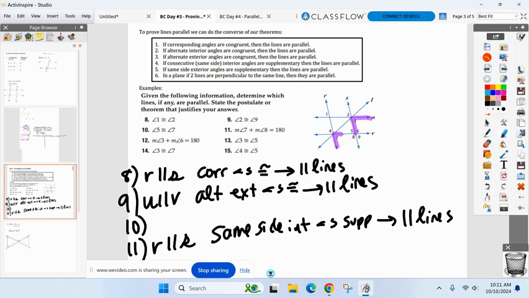Do they have a line in common? Yes. What line would that be then? T. Okay, whoa. Okay, I figured this would happen.